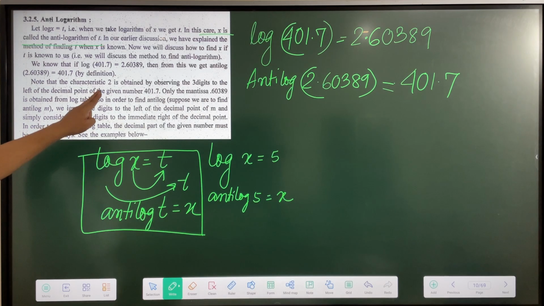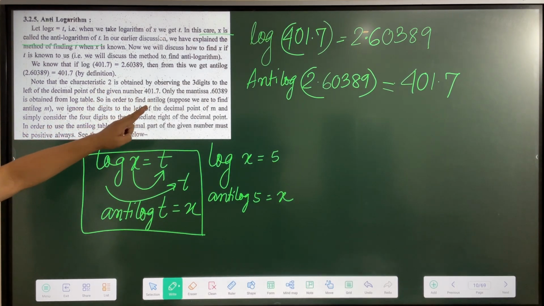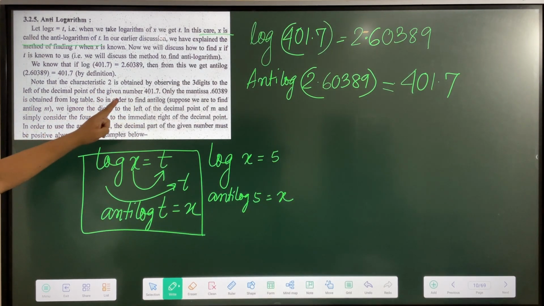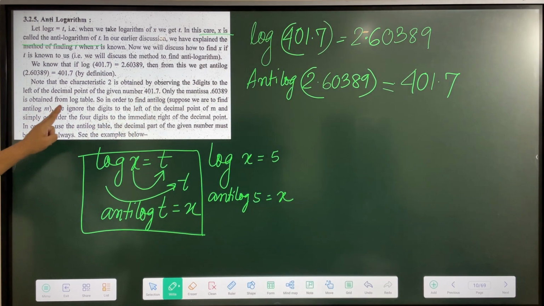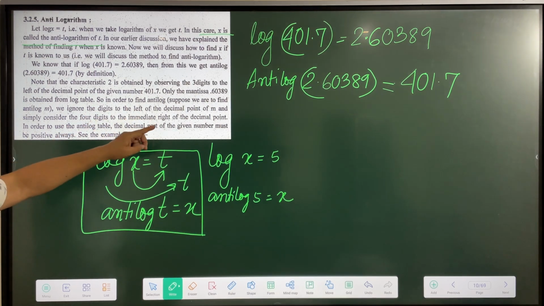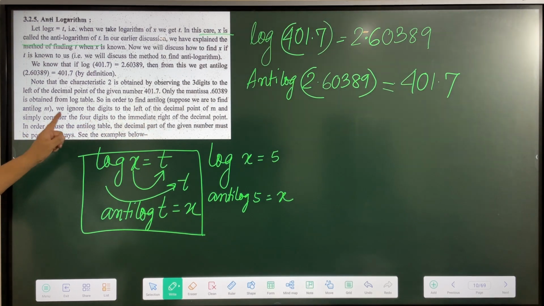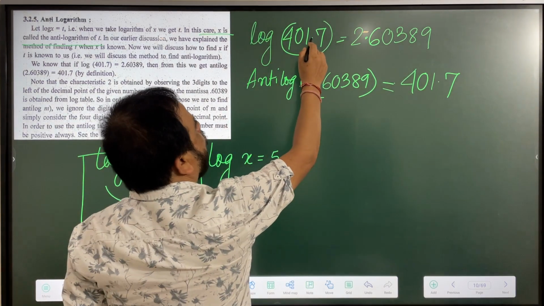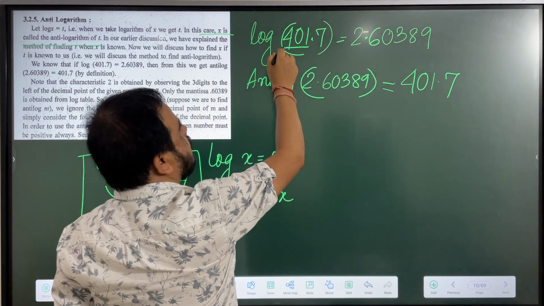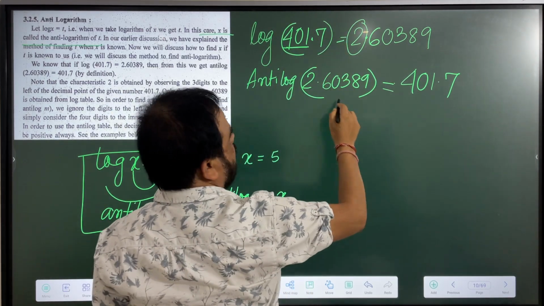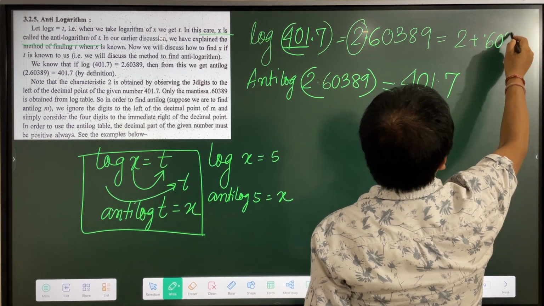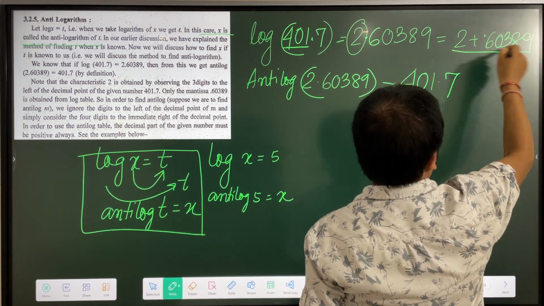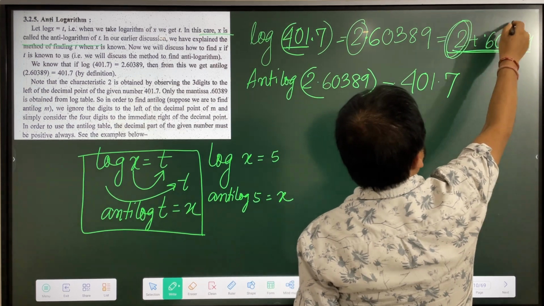Note that the characteristic 2 is determined by observing the 3 digits to the left of the decimal point of the given number 401.7. Only the mantissa 0.60389 is obtained from the log table. Look here: before the decimal there are 3 digits, that is why we have got characteristic 2. Actually it is 2 plus 0.60389. This one is the characteristic and this one is the mantissa.